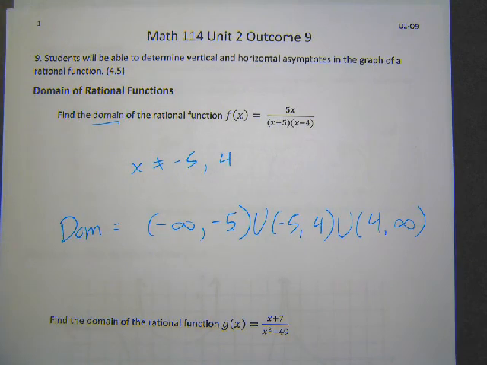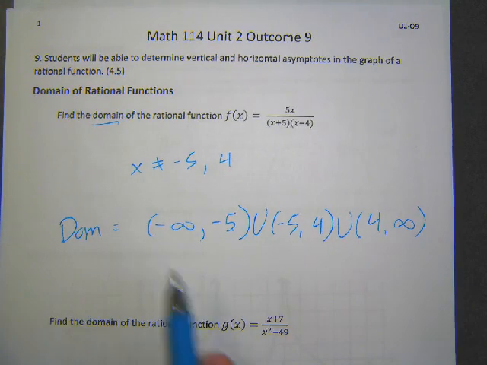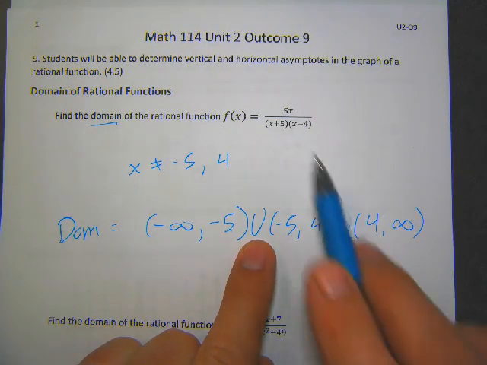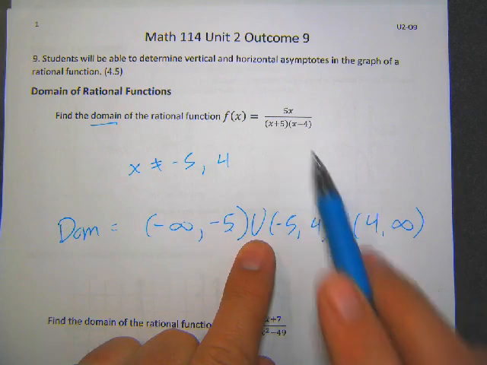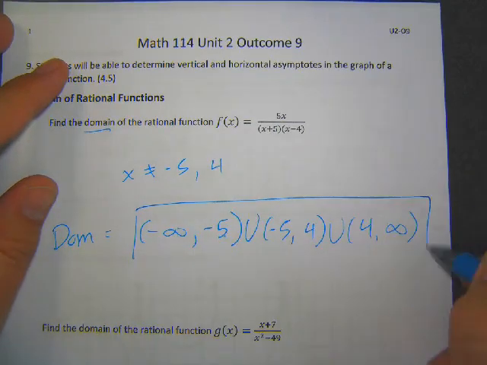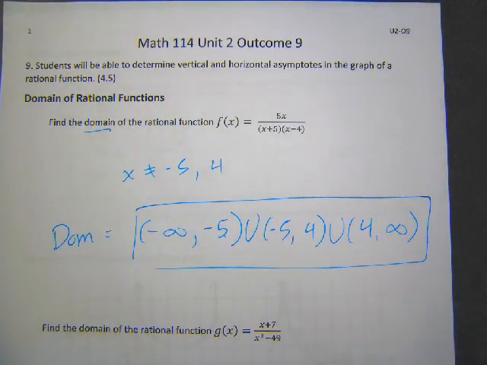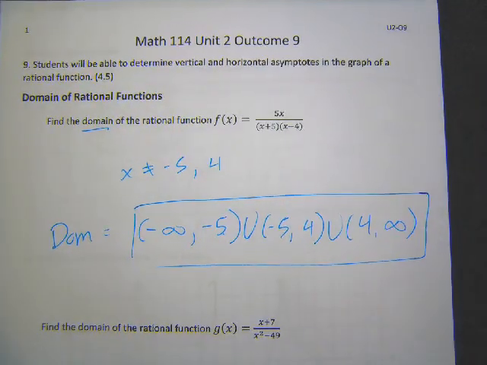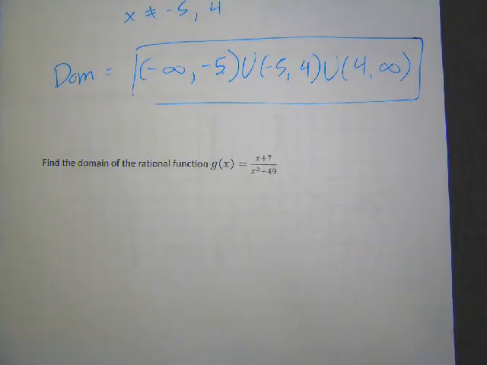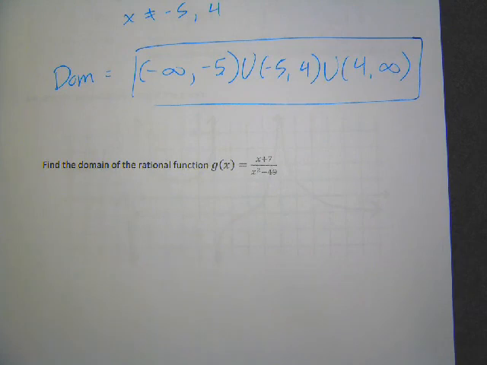So when you graph this function, it'll have values for all these numbers, but it won't have a value at negative 5, and it won't have a value at 4, because if you plug in negative 5, it doesn't work. If you plug in 4, it doesn't work. So its domain, if you graph it, will be missing these here and these here. That's the domain of this function. Now this one's pretty straightforward because it's already factored for us. They don't always do that, so sometimes you'll get a rational function that looks like this, and it won't be factored.